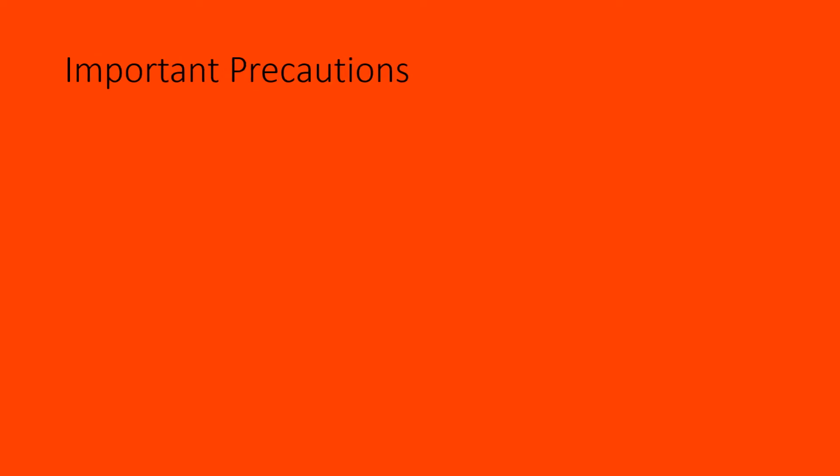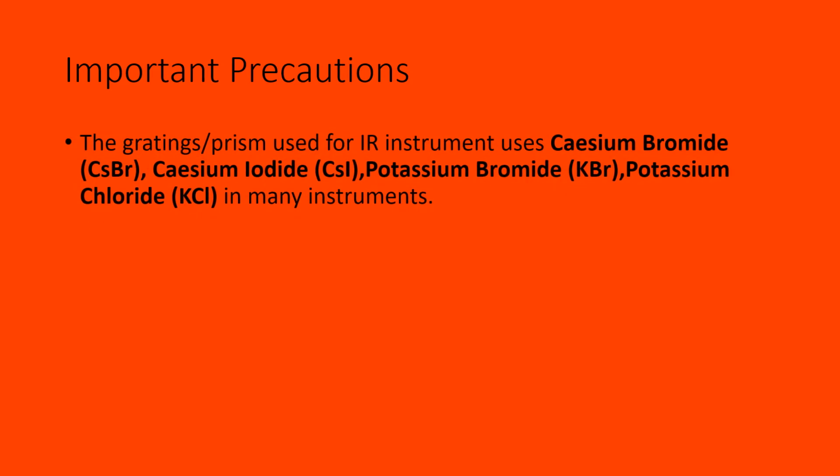Let us see some of the important precautions to be observed for infrared spectroscopy. The gratings and prisms used for IR instruments use cesium bromide, cesium iodide, potassium bromide, and potassium chloride in many instruments. The alkyl halides only are transparent to infrared radiation. They include cesium bromide, cesium iodide, potassium bromide, potassium chloride, etc.